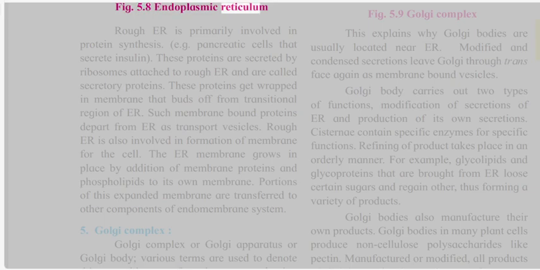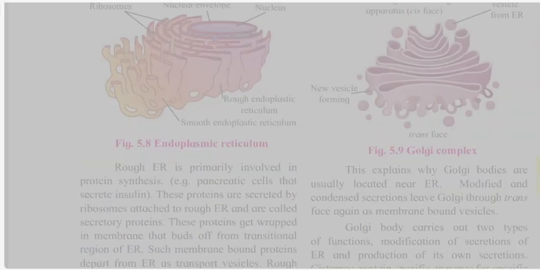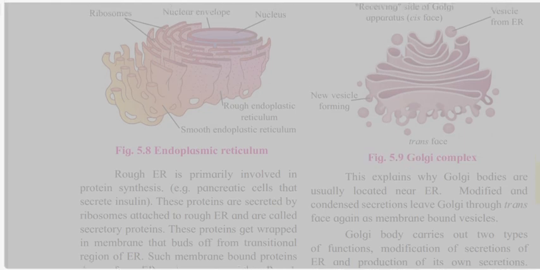Fig. 5.8 Endoplasmic reticulum. Smooth endoplasmic reticulum. Ribosomes. Rough endoplasmic reticulum. Nuclear envelope, nucleus. Fig. 5.9 Golgi complex. Vesicle from ER. Receiving side of Golgi apparatus, cis phase. New vesicle forming. Trans phase. This explains why Golgi bodies are usually located near ER.